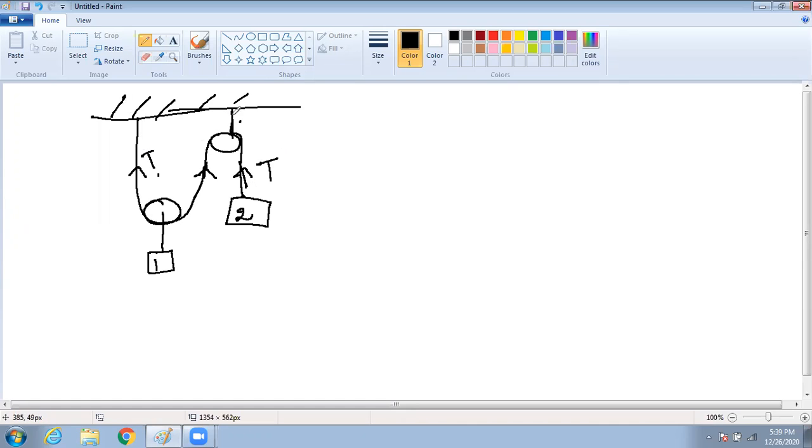This tension is different. Why? Because these are different strings. So T here, T here, and this will be how much? 2T. Clear? Next, the acceleration here is different.